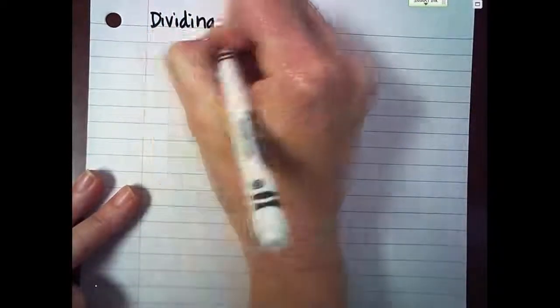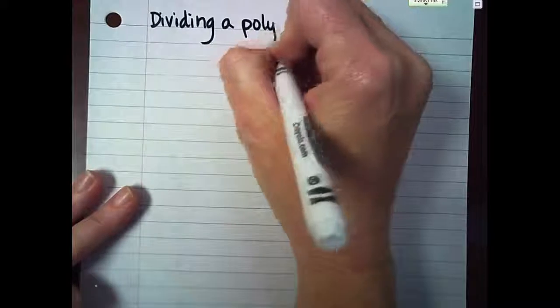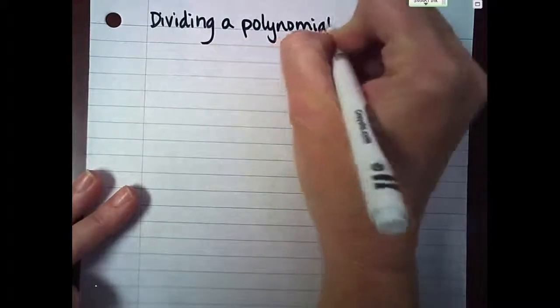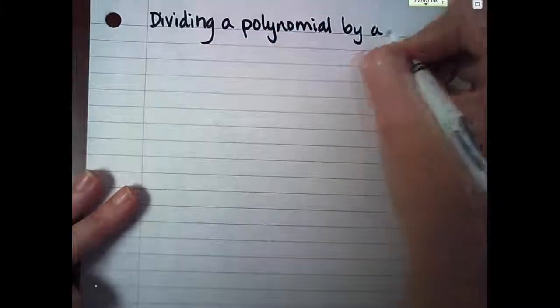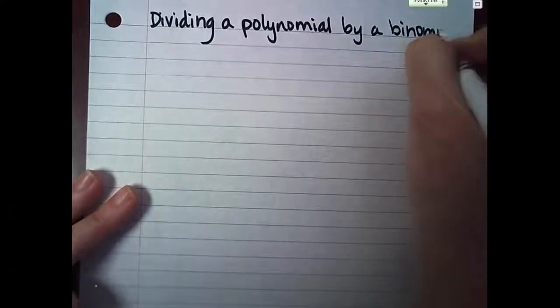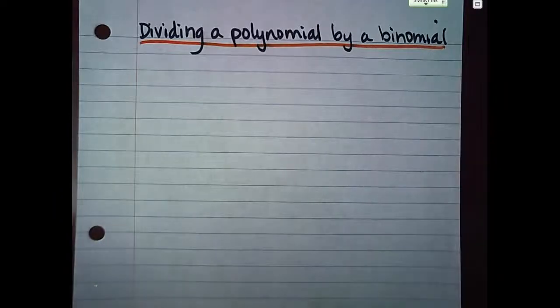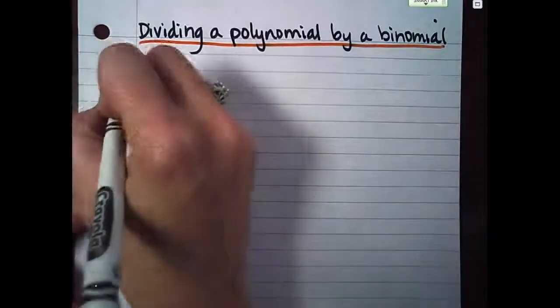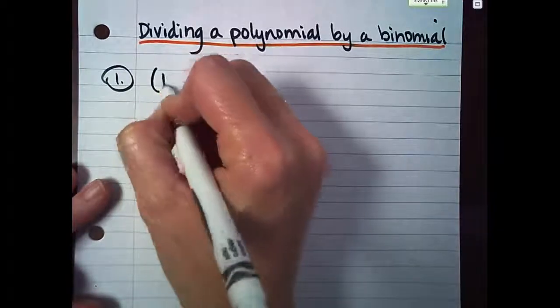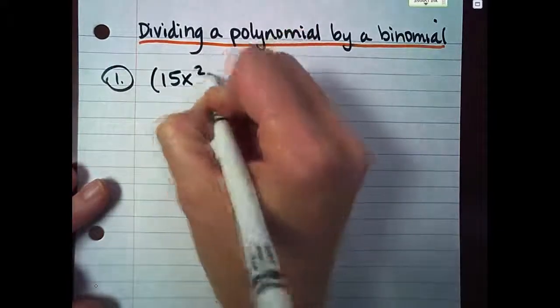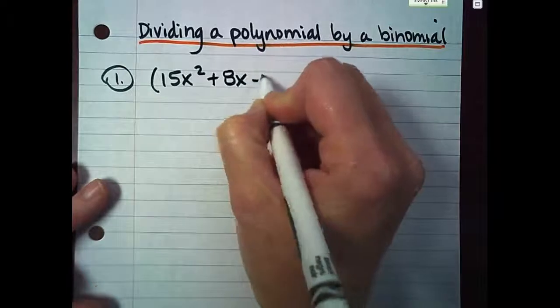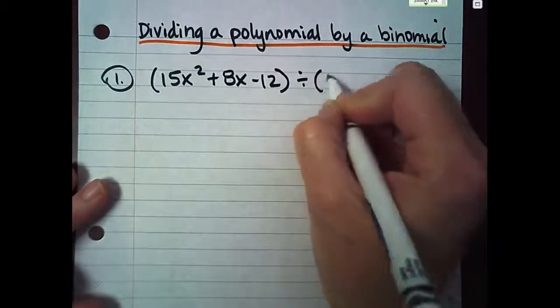We're going to divide a polynomial by a binomial. And there are times where you have to use this, and we'll talk more about that tomorrow. Here's your first example. If I give you 15x squared plus 8x minus 12 divided by 3x plus 1.